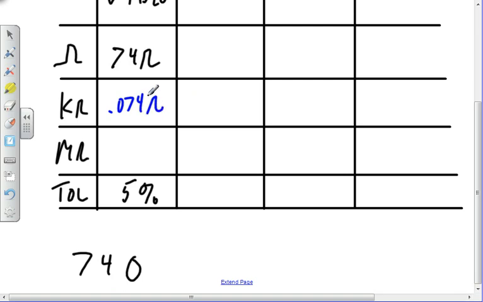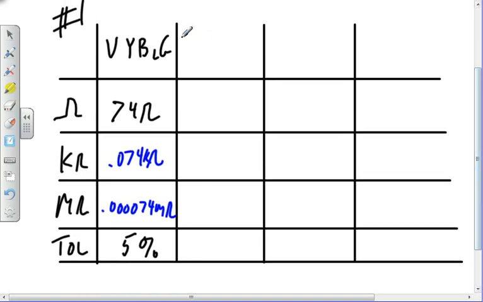0.074 kiloohms. 0.00004 megohms. Now, you'd never write those two guys in blue. You'd never write it that way. You'd always write it as 47. So, all right, next guy.